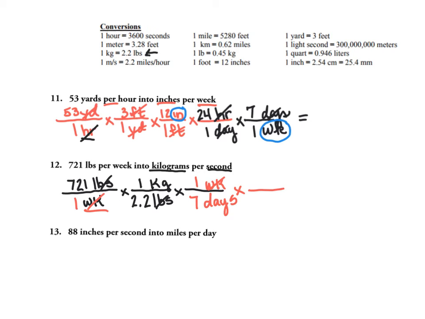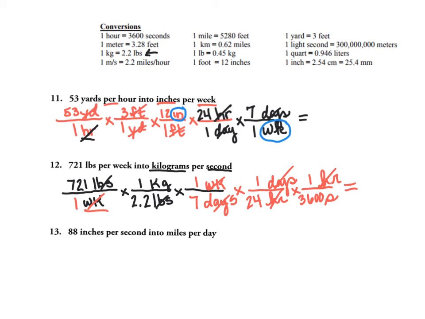So I'm going to go to hours. I'm going to put days on the top, so those cancel. And I'm going to put hours on the bottom. And 1 day is 24 hours. Okay. So now my days are gone. They're canceled. I've got to get from hours to seconds, and I know how many seconds are in an hour. So I'm going to put hours on the top. I'm going to put seconds on the bottom. 1 hour is 3,600 seconds. And now my hours have canceled out.